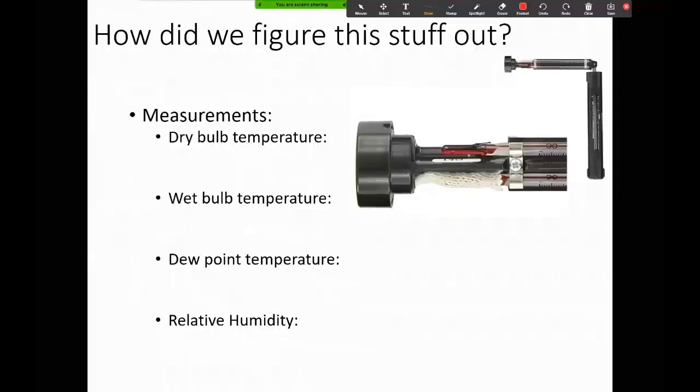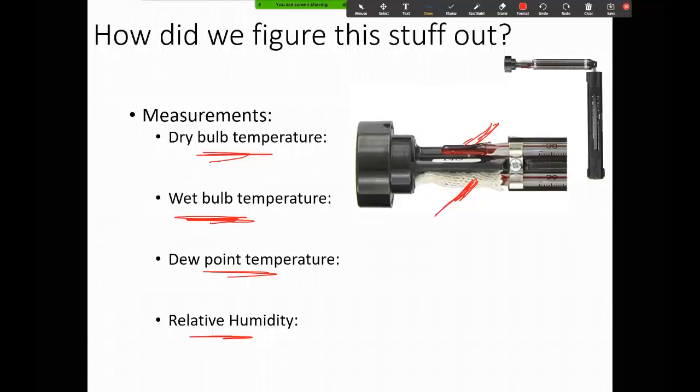This is a sling psychrometer. It measures dry bulb, wet bulb, and dew point, and all of these things are related, but you get dry bulb and wet bulb from your sling psychrometer. So here's your dry bulb, just a regular thermometer. Here's your wet bulb thermometer. It's got this little cloth on it. They put room temperature water on it and then sling it around.